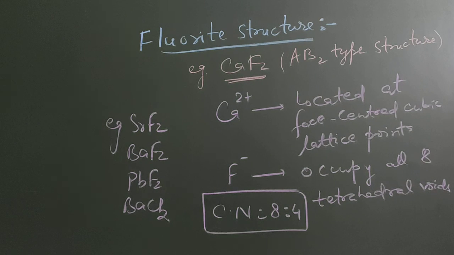Some other examples of fluorite structures are strontium fluoride SrF2, barium fluoride BaF2, lead fluoride PbF2, and barium chloride BaCl2. So these are the examples of fluorite structure.